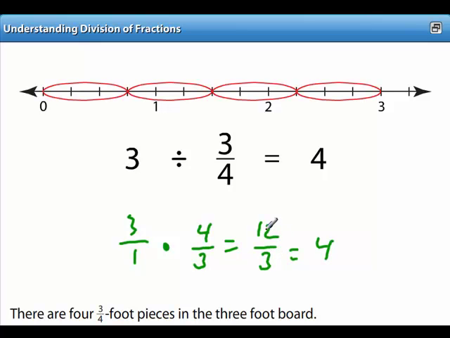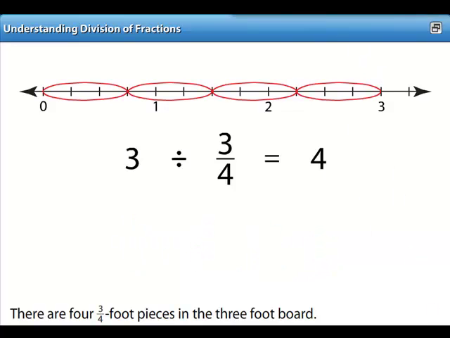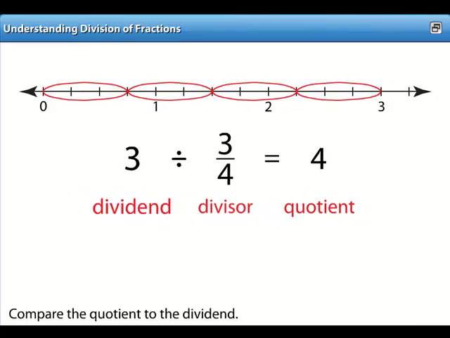And 12 divided by 3 equals 4. Why did I divide? Because I have an improper fraction. To convert an improper fraction to a proper fraction, I divide. 12 divided by 3. And I can do that because all fractions are division problems. So our answer is 4. Compare the quotient to the dividend. Quotient is an answer. We have a dividend and a divisor. 4 is bigger than 3. How do you take a number like 3, divide it by something, and get 4?